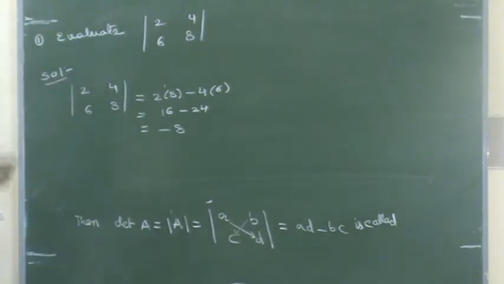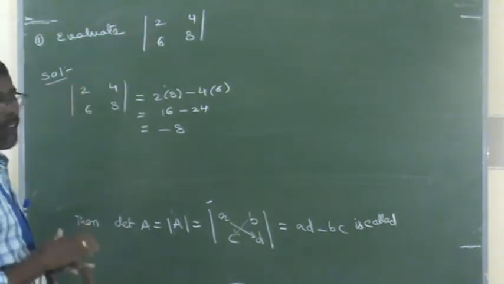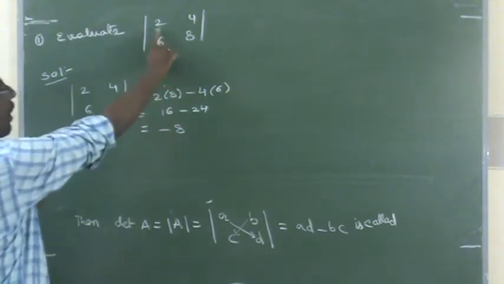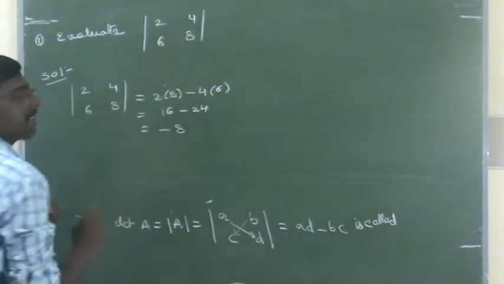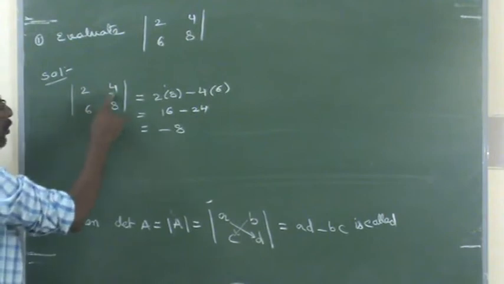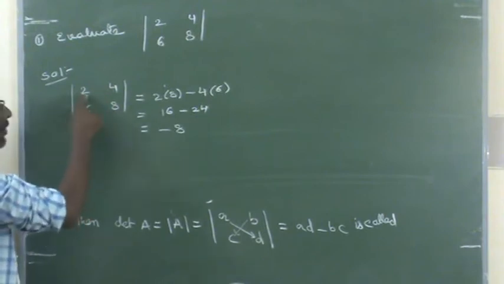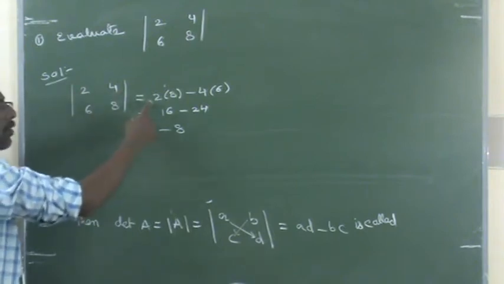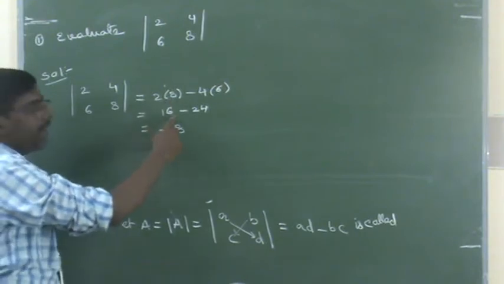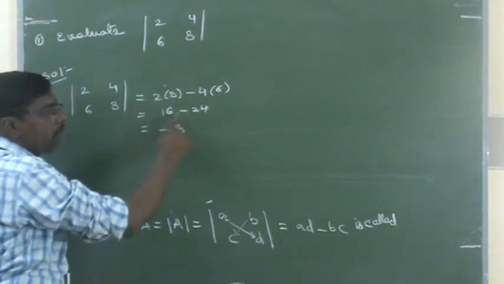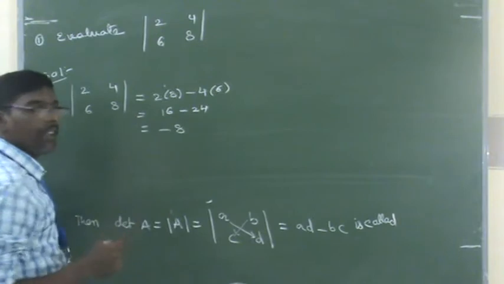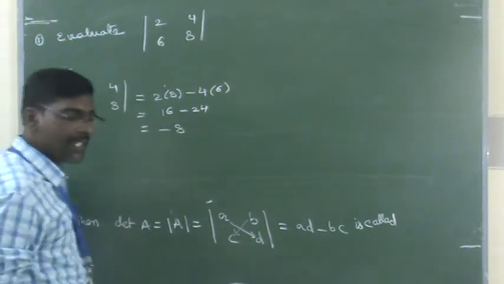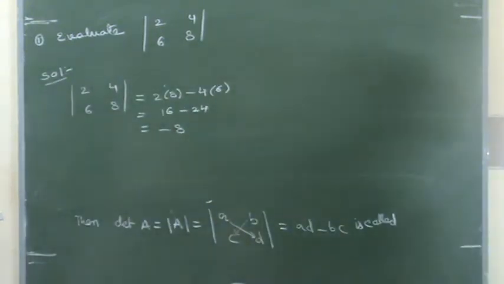The determinant of 2, 4, 6, 8. First we need to multiply 2 into 8 minus multiply 4 into 6. 2 into 8 is 16, 4 into 6 is 24. On subtraction of these two, the value is minus 8. Write down first.